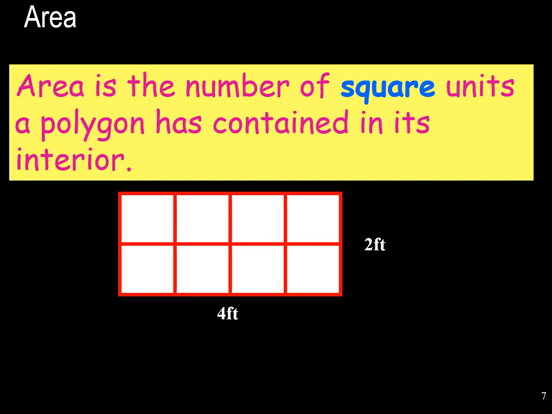Every time area is involved, you're going to be thinking square units, and even your answer is going to have a little square by it to indicate that you've got square units. You wouldn't say I've got eight squares. You'd say I have 8 square feet, and you put that little square on the side of the feet. That means it's not a straight line 8, it's 8 little boxes like we've got here.